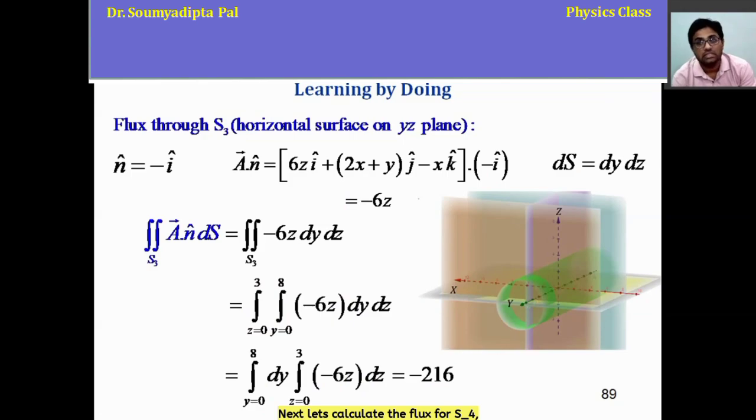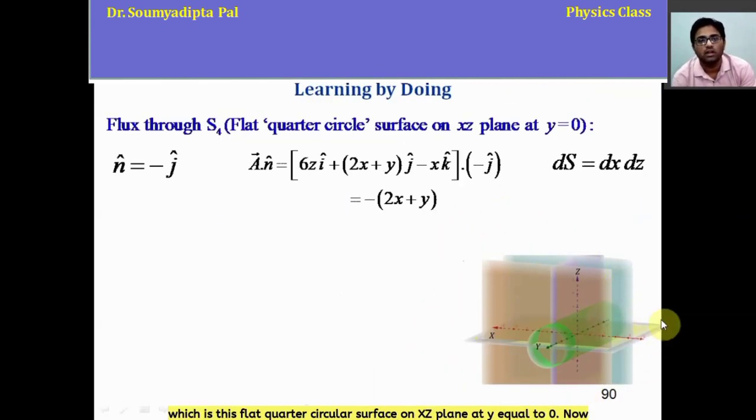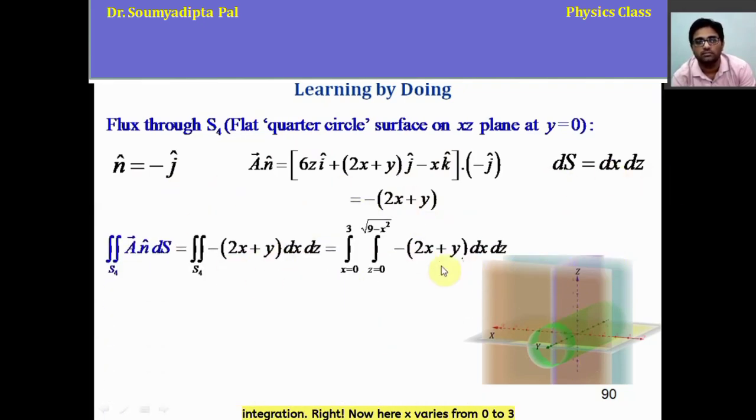Next, let's calculate the flux for S4, which is this flat quarter circular surface on xz plane at y equal to 0. Now the unit normal on xz plane in the outward direction will be minus y axis. That is why n cap is minus j. Then a vector dot n cap will be of this form, and ds is dx dz. Now using these forms, we get this form of integration, right?